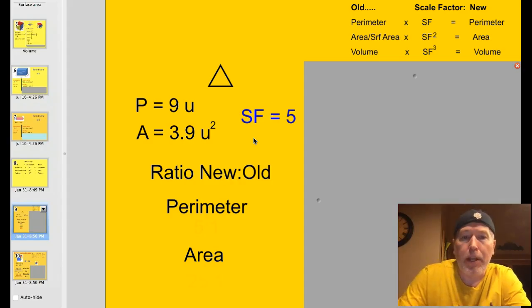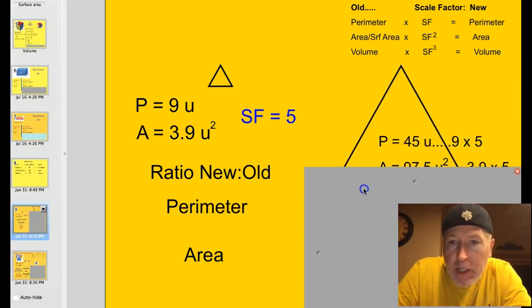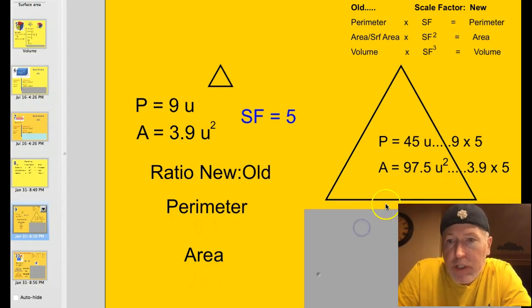All right, let's see how you did. Well, here's mine. I tried to make it as close to a scale factor of 5 as I could and still fit it on the screen. If you take the perimeter, I found the perimeter to be 45 units. That's the original perimeter, which is 9, times the scale factor of 5 would give me 45 units.